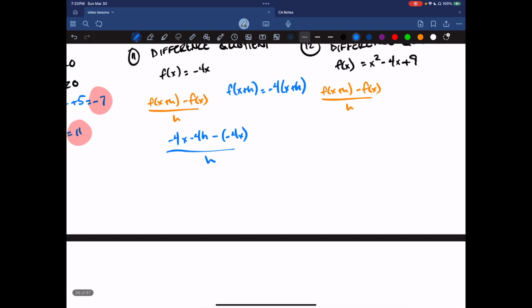Okay, now let's distribute that. It's going to be -4x minus 4h minus, or plus 4x over h. Well, as you can see, you have -4x and positive 4x. Okay, so that leaves me with -4h and h. Well, I can get rid of those h's and I'm left with -4.